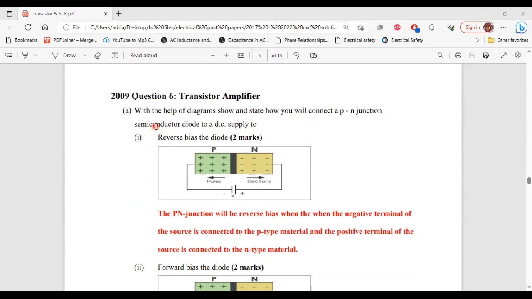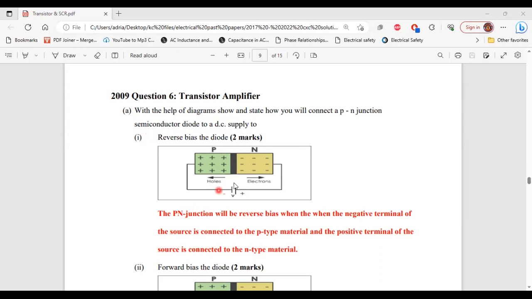So this is question 6 from the 2009 past paper. Part A, it says, with the help of diagrams, show how and state how you will connect a PN junction semiconductor diode to a DC supply. So part 1, reverse bias the diode. Part 2, to forward bias the diode. So let's start with part 1. To reverse bias the diode.